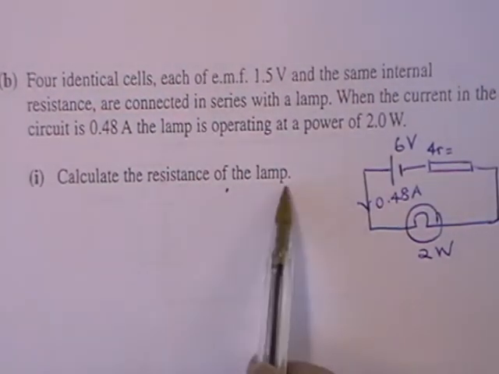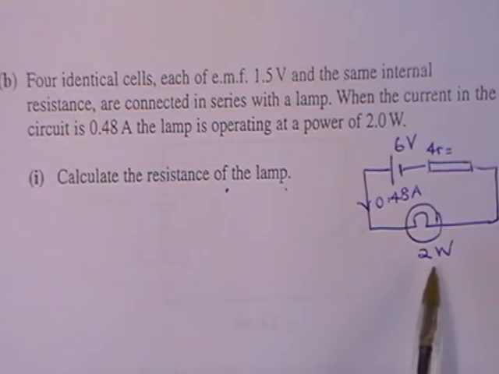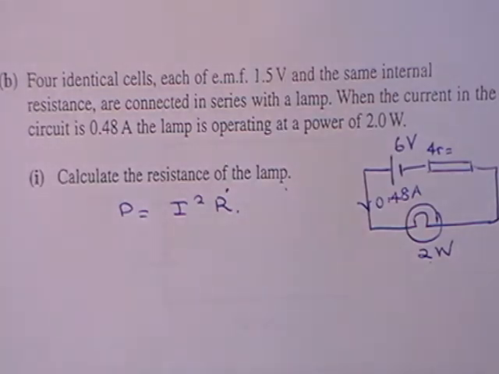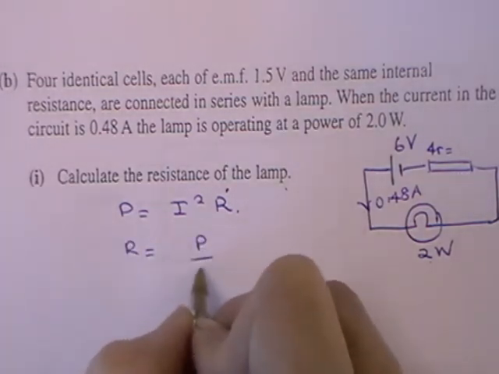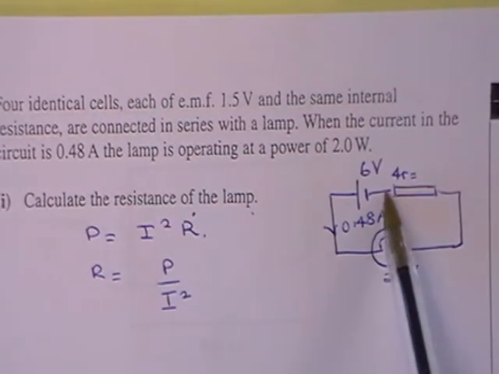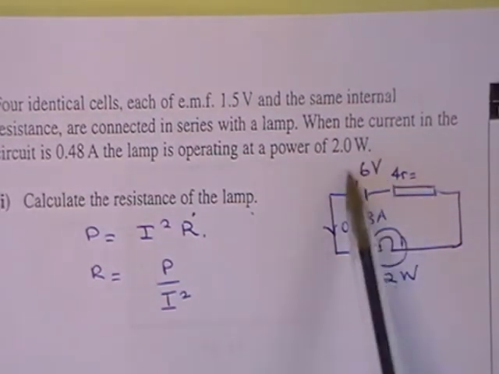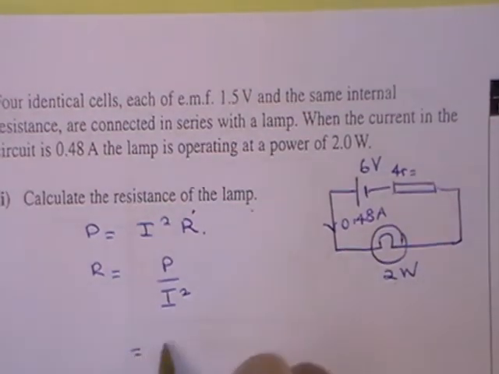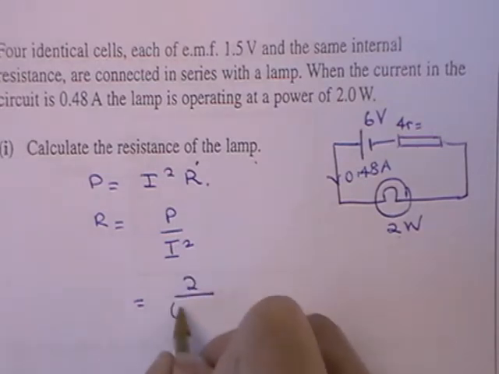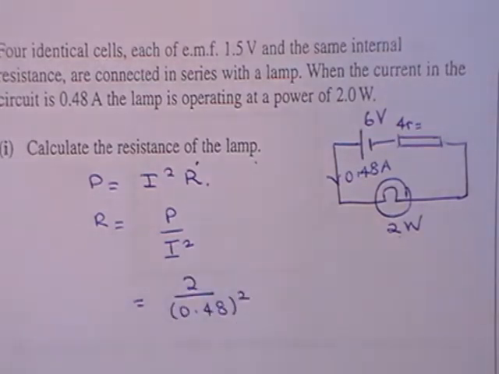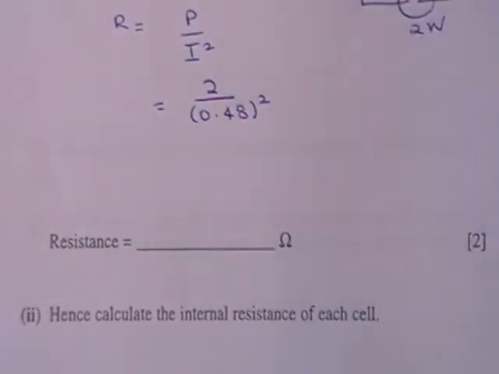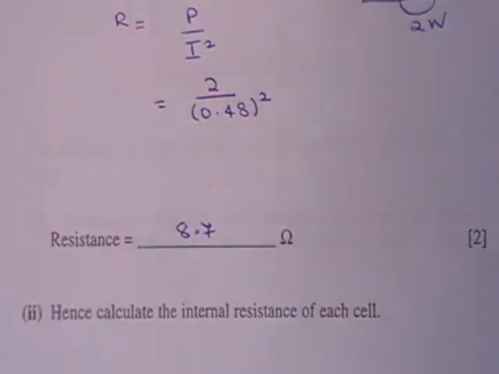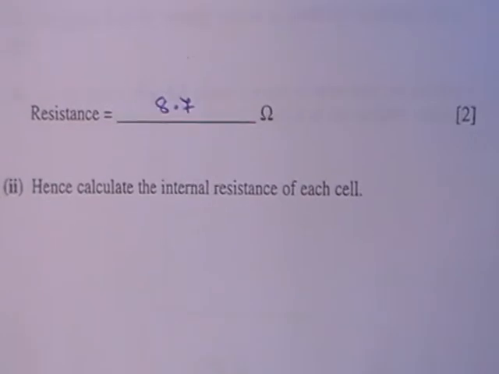So calculate the resistance of the lamp. We know a current, and we know a power, so we can use P is equal to I squared R. So we'll work out R is equal to P over I squared. It doesn't matter what the internal resistance or the EMF is here. We don't have to use it in this part of the question, so we can just work ahead. So R is equal to 2 watts over 0.48 squared. And that gives you an answer of 8.68 or 8.7 to 2 significant figures.